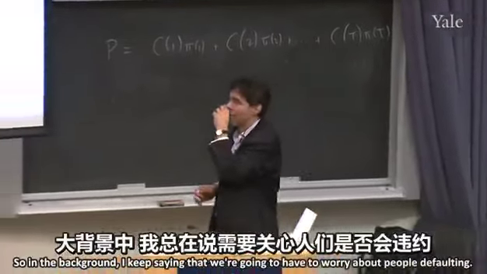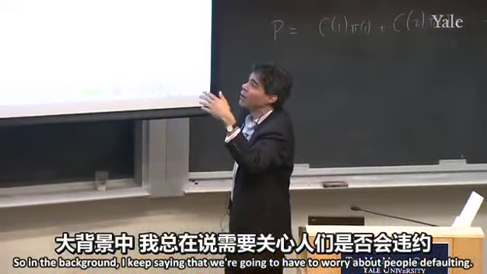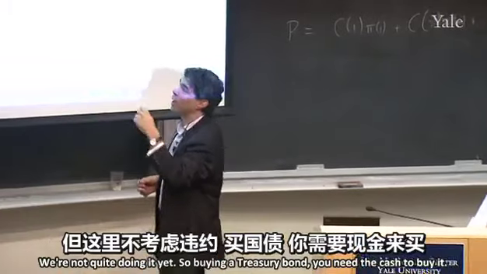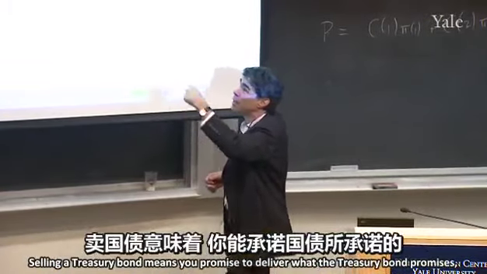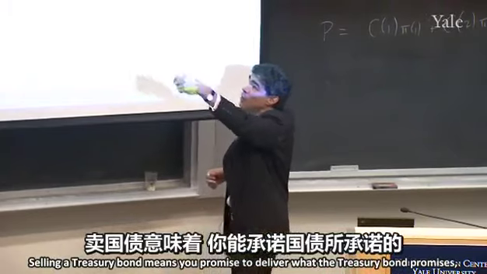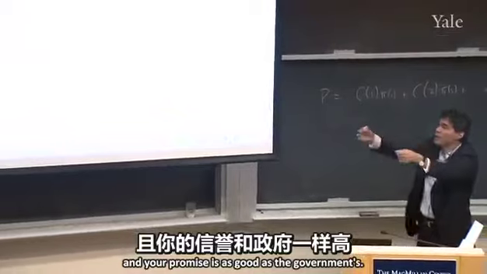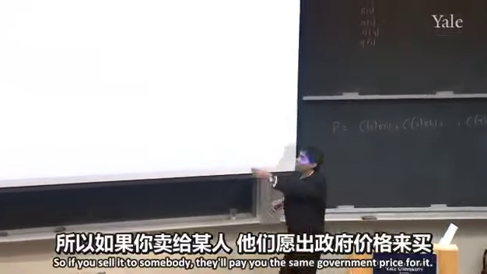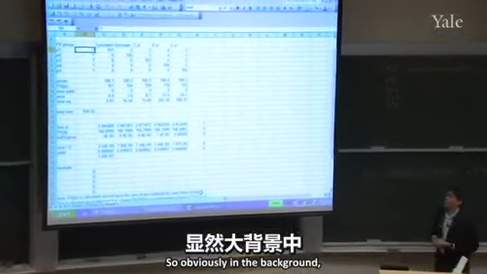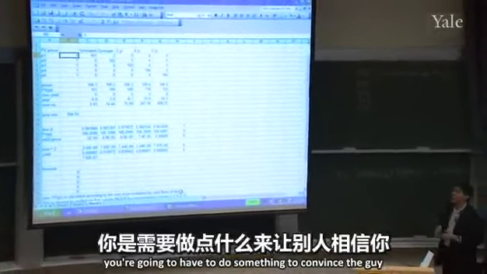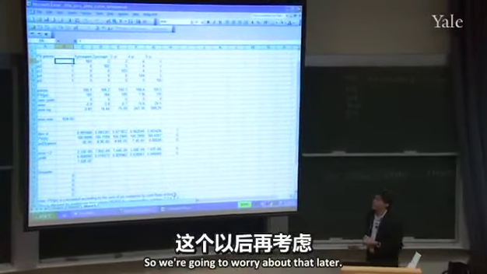So in the background I keep saying that we're going to have to worry about people defaulting. We're not quite doing it yet. Buying a treasury bond, you need the cash to buy it. Selling a treasury bond means you promise to deliver what the treasury bond promises. Your promise is as good as the government's, so if you sell it to somebody, they'll pay you the same government price for it. Obviously in the background, you're going to have to do something to convince the guy you're making the promise to that you're going to keep your promise. So we're going to worry about that later.